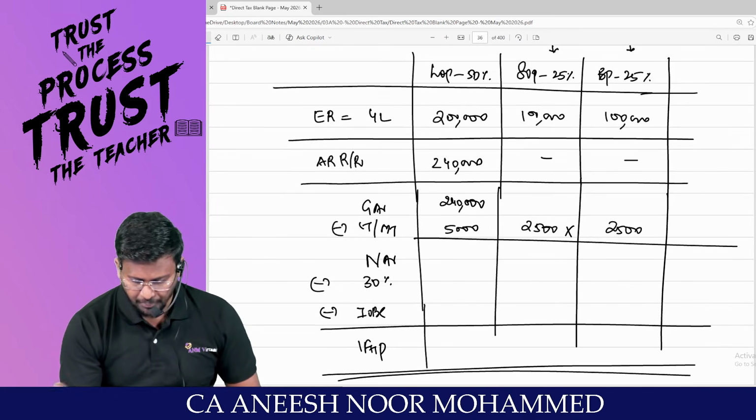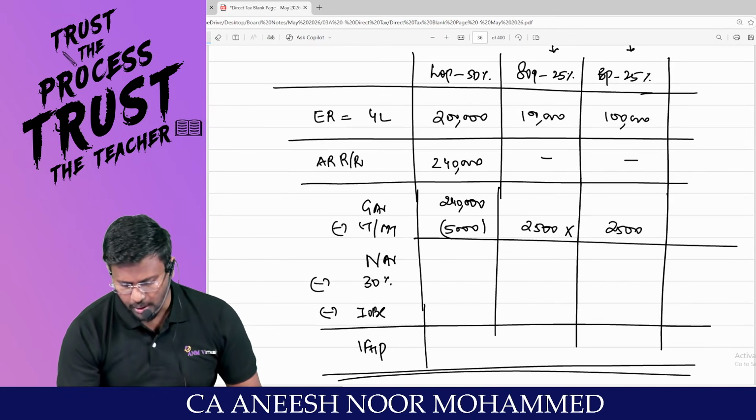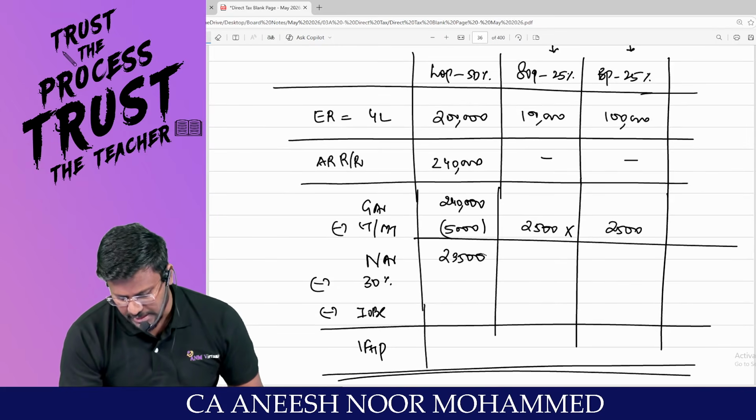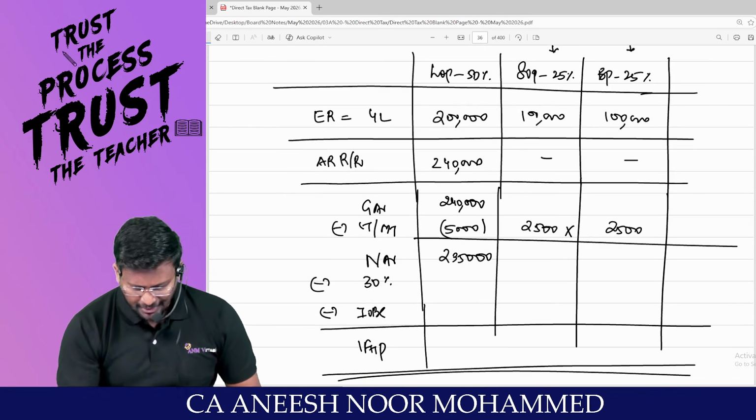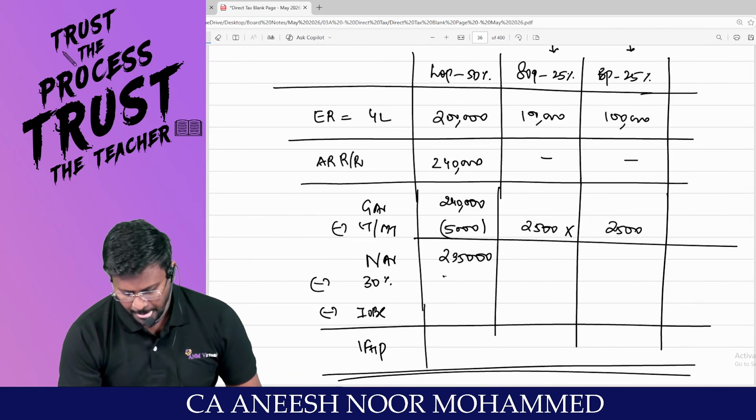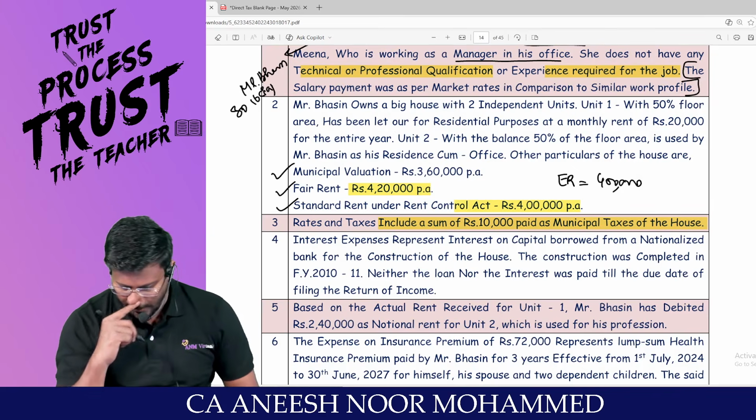Are you all really with me? So net annual value is 2,40,000 minus 5,000, that is 2,35,000. 30% of 2,35,000 is 70,500. Look, is there any interest on borrowed capital?